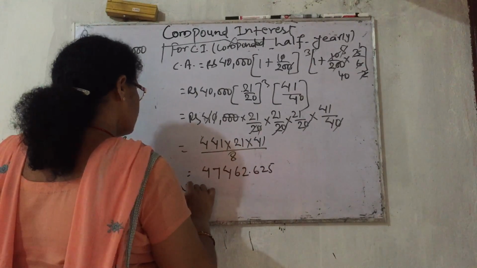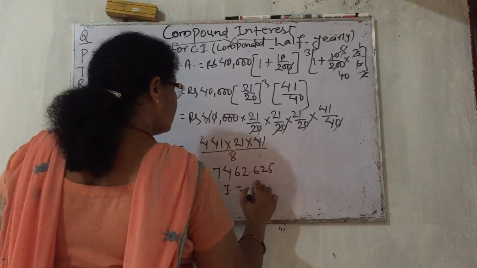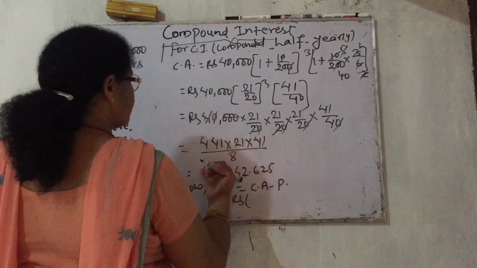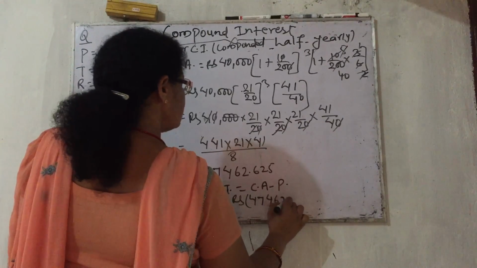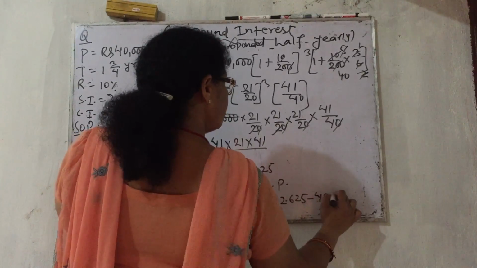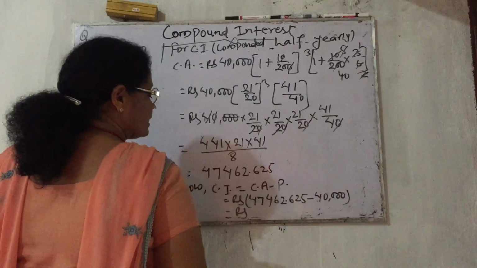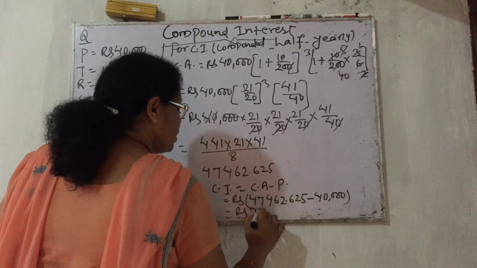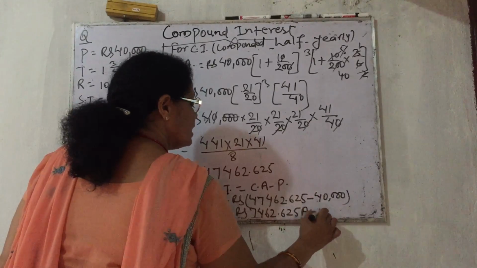Now CI equal to again CA minus P. So it will be rupees, the value of CA is 47,462.625 minus P, that means 40,000. After subtracting 47,000 and 40,000, it will be 7,462.625. It is the answer.